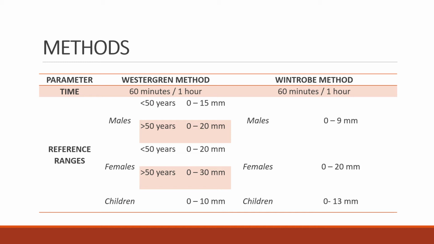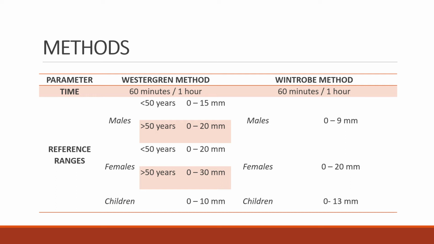So for the Westergren method, for male patients less than 50 years of age, the reference value for the result is 0 to 15 millimeters. For male patients older than 50 years, the result must be interpreted according to the normal value of 0 to 20 millimeters. For female patients less than 50 years of age, the normal value of the ESR is 0 to 20. If the female patient is older than 50 years, the normal value is 0 to 30 millimeters. For children, the normal value is 0 to 10 millimeters.